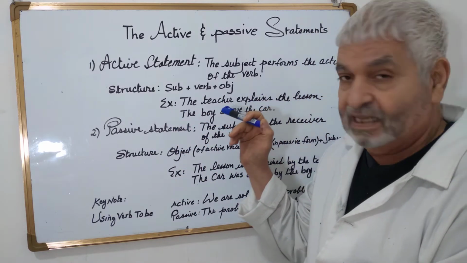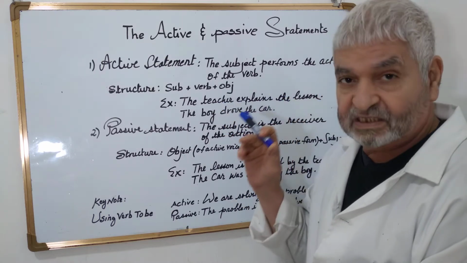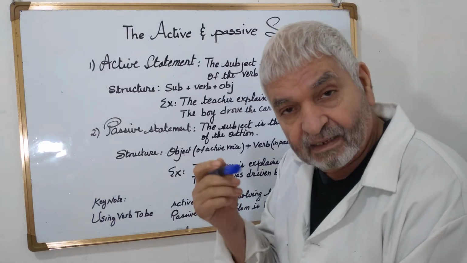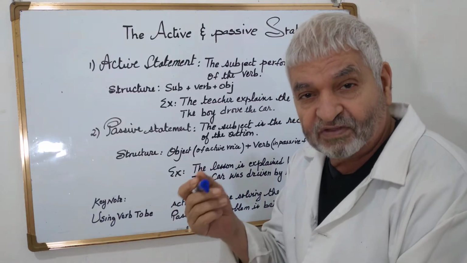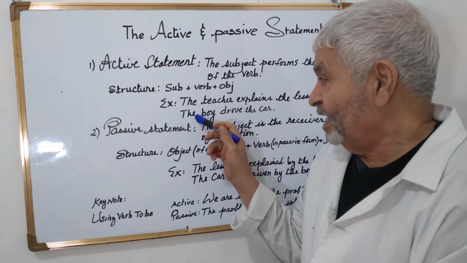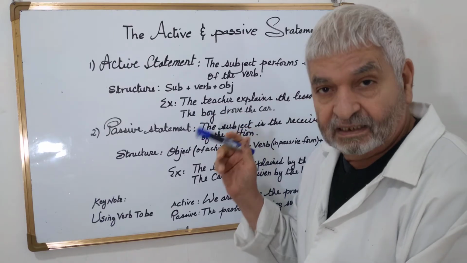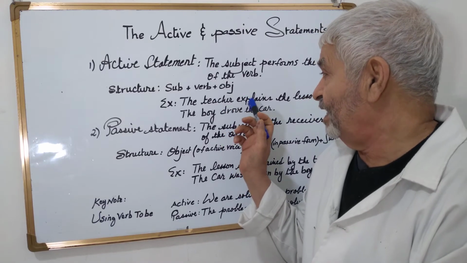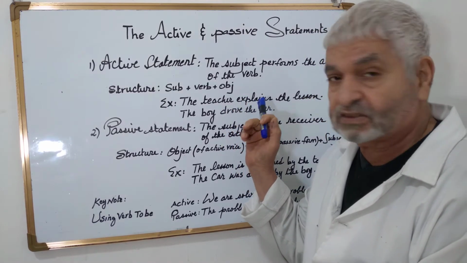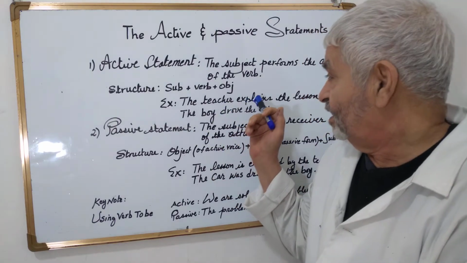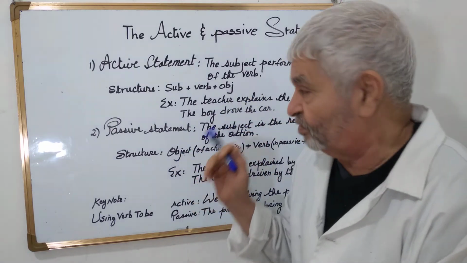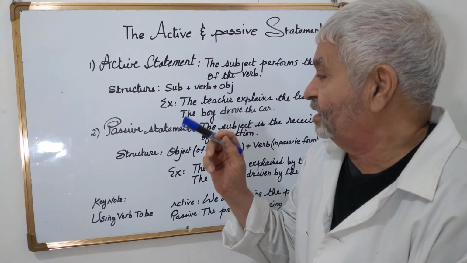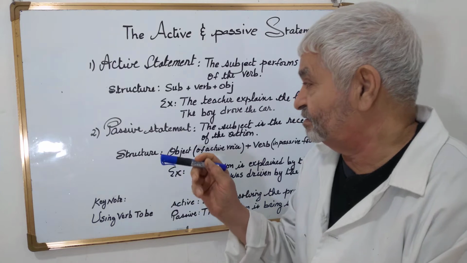The first one, the teacher explains the lesson, is in the simple present tense, and here it's in the simple past tense. Here drove, and here explain. This verb is regular, and this one is irregular. Okay. Now I go to the passive statement.